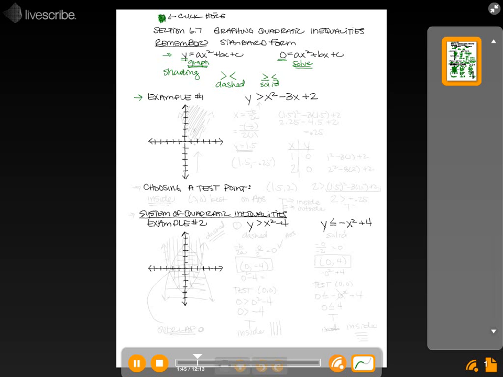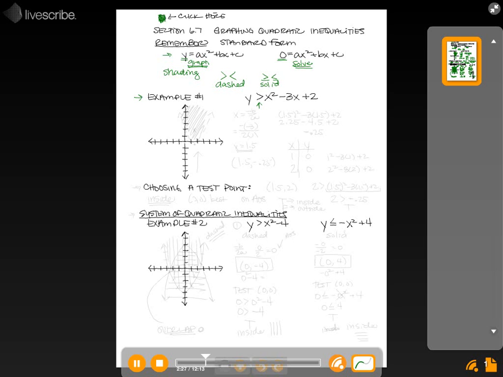Example 1 says y is greater than x squared minus 3x plus 2. Now, there's a couple different ways we could solve this. You could try to factor this, get the two zeros for our problem, the roots, and sketch your graph that way. That's not as accurate because you don't know how far down your vertex would be. So we're going to graph by finding the vertex and the axis of symmetry. Real quick, we already know this is going to be dashed because of the inequality sign. It's just greater than.